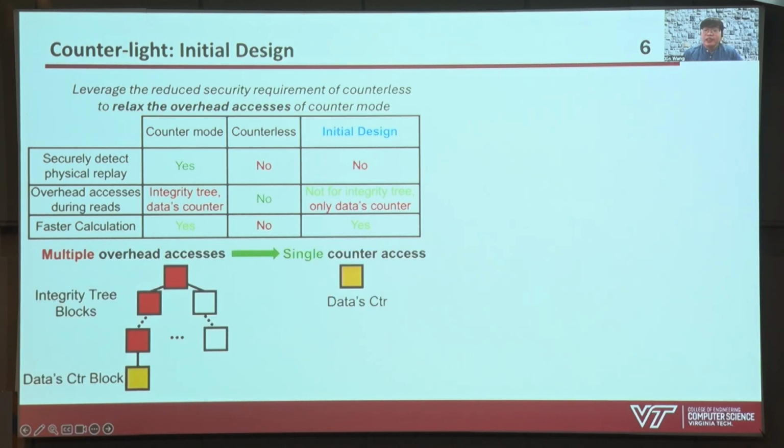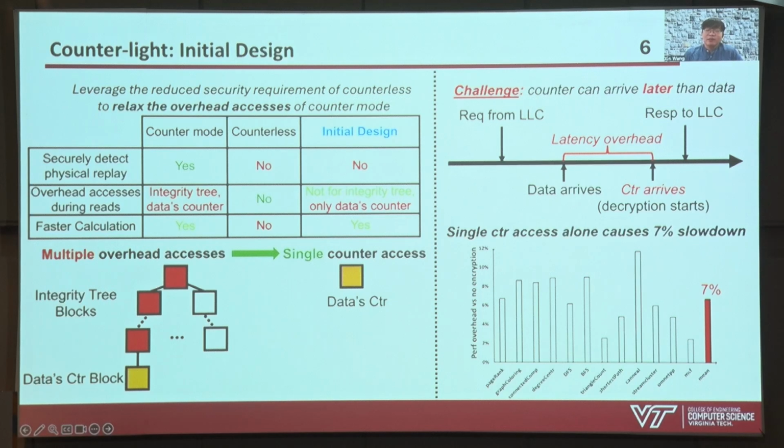This initial design significantly reduces the bandwidth overhead by cutting multiple overhead accesses to a single counter access. The challenge is that under a last-level cache miss, the counter can arrive later than the data from DRAM, but the memory controller needs the counter to start the decryption. We simulated the counter model for irregular workloads and only model one overhead access, the single counter access for each last-level cache miss. We find that counter access alone slows down workloads by 7% on average.